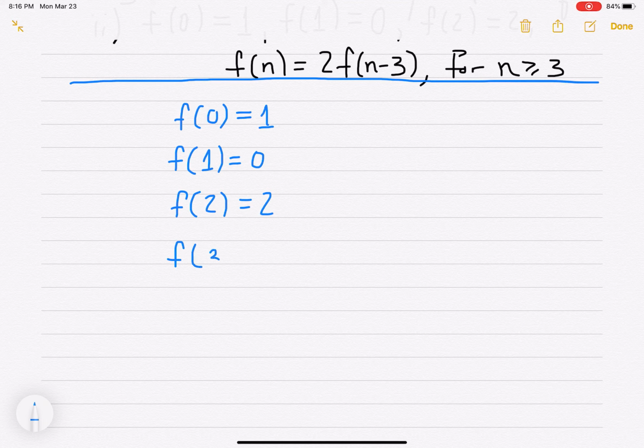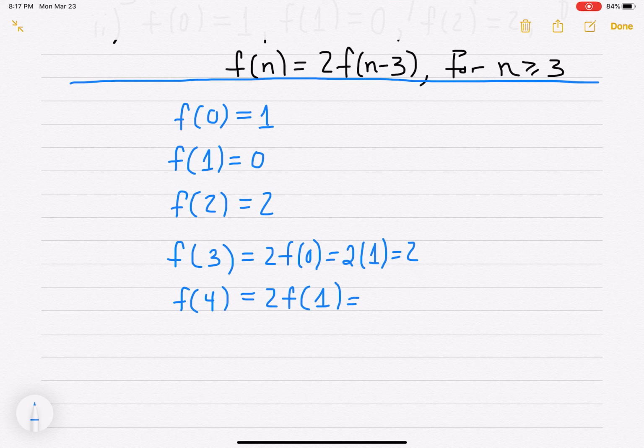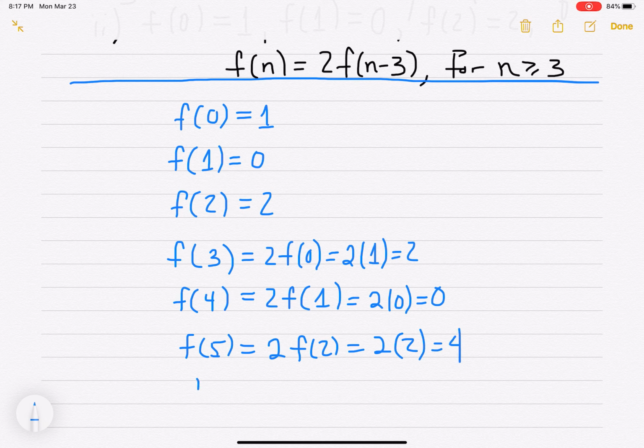F of 3. To find f of 3, we're going to take 2 times f of 0. In other words, 2 times 1, which is 2. And f of 4, that's going to be 2 times f of 1. In other words, 2 times 0, which is 0. And f of 5, that's 2 times f of 2. F of 2 was 2, so 2 times 2 is 4. F of 6 is going to be 2 times f of 3. In other words, 2 times 2, which is 4.